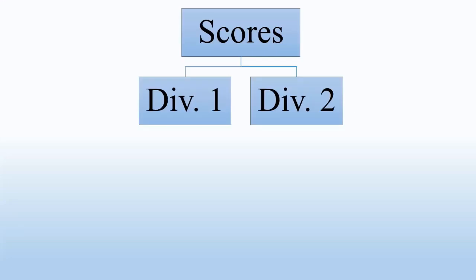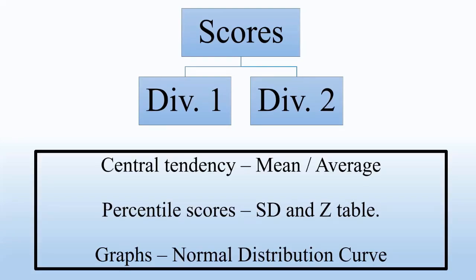So we are going to compare the scores of mathematics between division 1 and 2 and then try to find out which division has performed better by calculating the central tendency, that is mean. Also, we are going to find out the percentile scores of 4 students, that is 2 from each division, using the standard deviation and Z table.